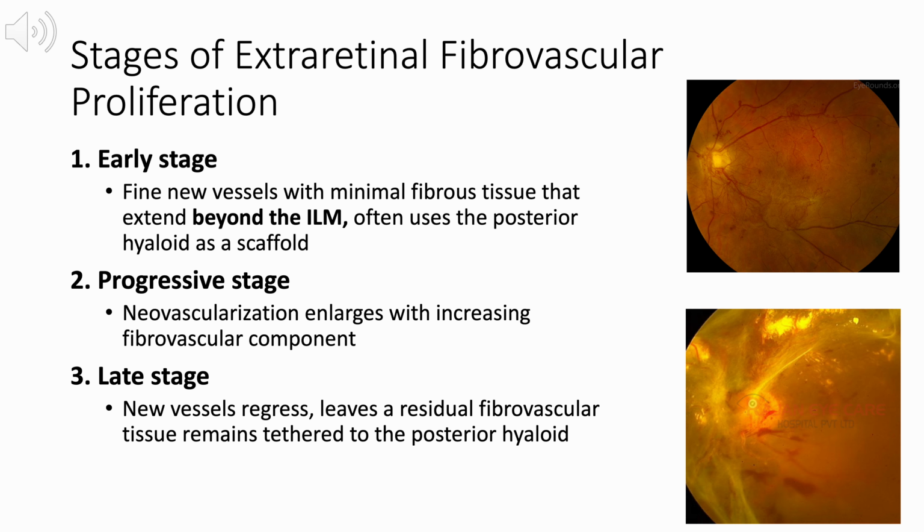Neovascularization is not a static finding. It evolves through a predictable sequence. In the early stage, fine new vessels with minimal fibrous tissue extend beyond the internal limiting membrane, often using the posterior hyaloid as a scaffold. That detail about the posterior hyaloid is mechanistically essential. The new vessels do not grow into empty space. They grow along the back surface of the vitreous. This anatomical relationship is what sets up every traction-related complication that follows.